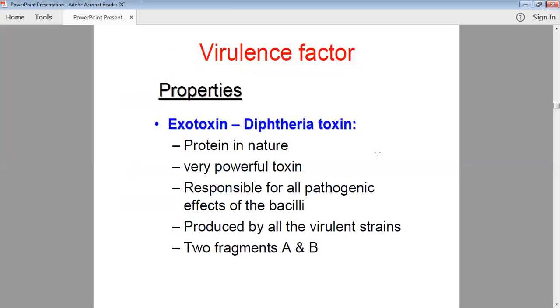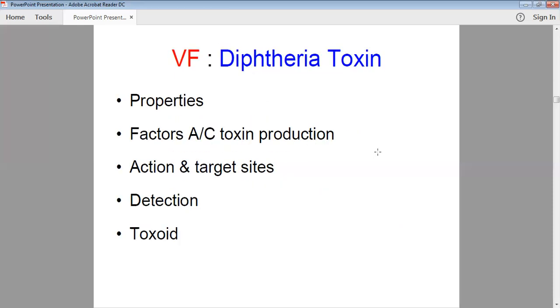Detection is part of laboratory diagnosis, how we detect the toxin. I will tell that in detail.